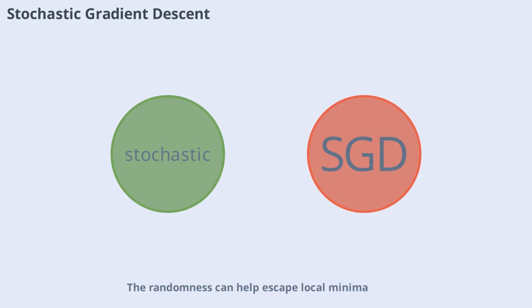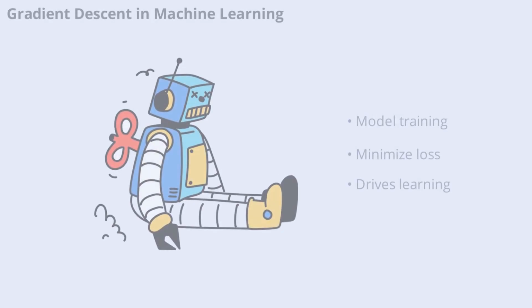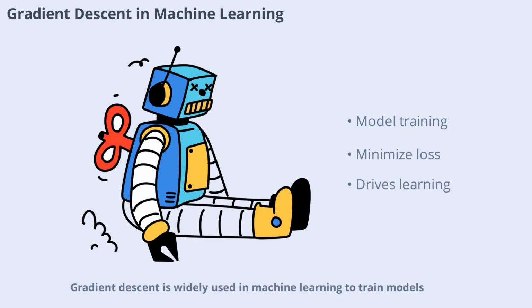The randomness can help escape local minima, but it may also cause the algorithm to bounce around the minimum. Mini-batch gradient descent strikes a balance between batch and stochastic methods. It updates the parameters using small, randomly selected subsets of the data. This approach combines the efficiency of SGD with the stability of batch gradient descent, making it the most popular choice in practice.